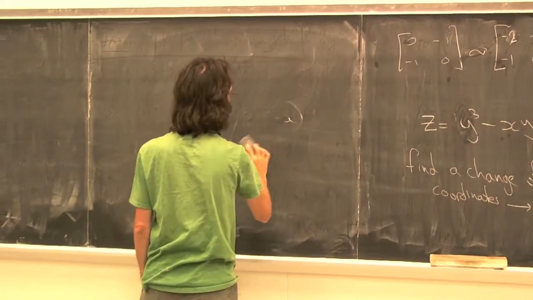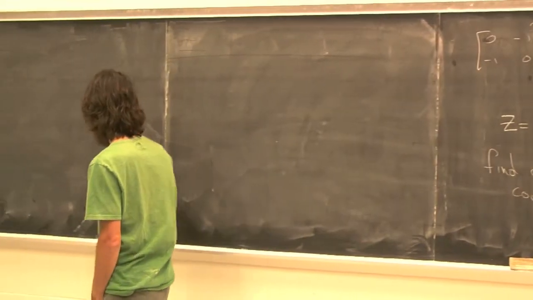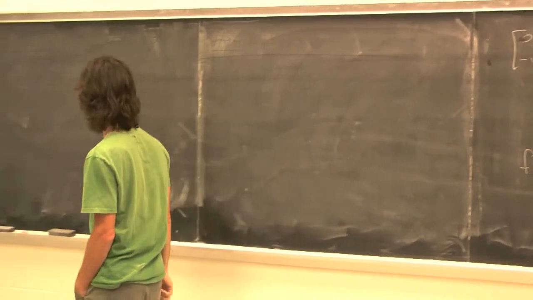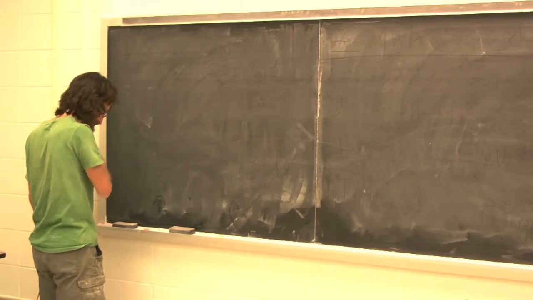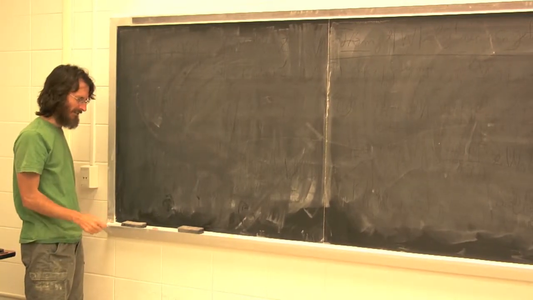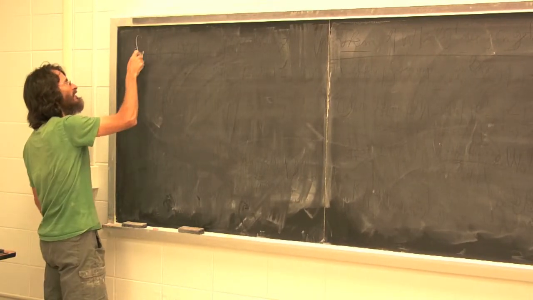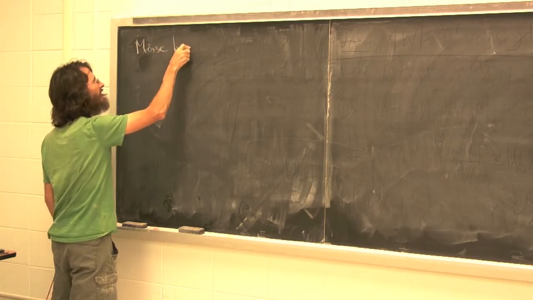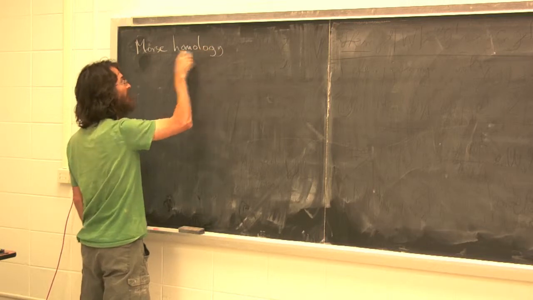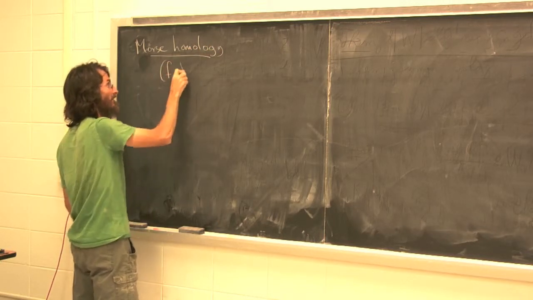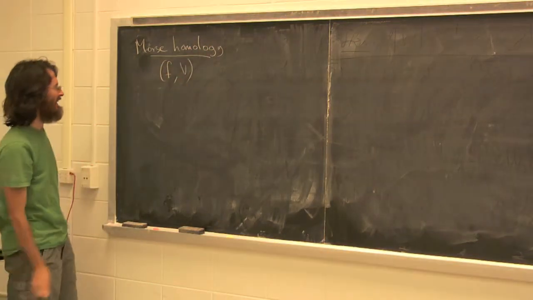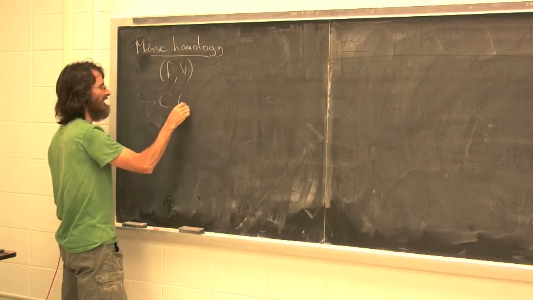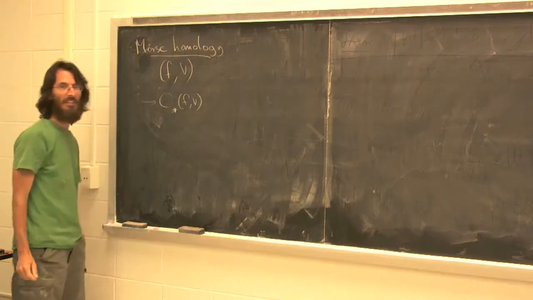Okay, so one more comment on Morse homology before I do cohomology. Remember, in Morse homology we have a Morse function. In order to get it, we need the function and the vector field. And out of that, we get a chain complex, let's say C star, which depends upon f and V.